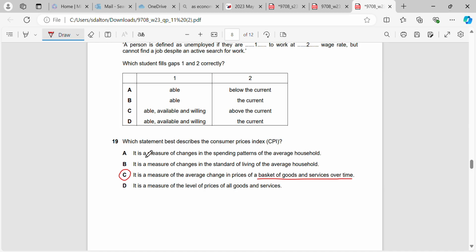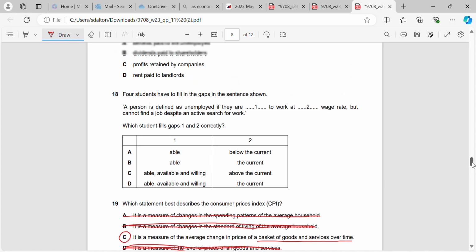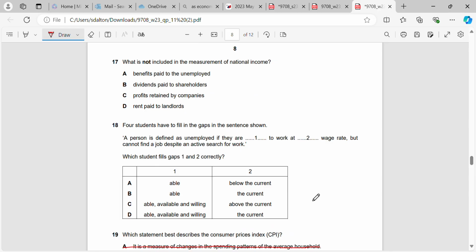It is not a measure of changes in the spending patterns. That is a component of CPI, right? So we use the weighting of different categories to calculate our CPI, and that reflects the spending patterns of the average household. It does not measure the standard of living at all. It just measures the rate of inflation. And it's not a measure of the level of prices of all goods and services. It's a measure of the change in the prices, and it's of the basket of goods and services. We can't include everything, so things are categorized.